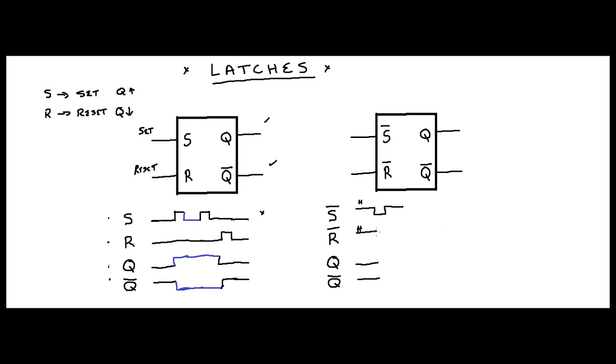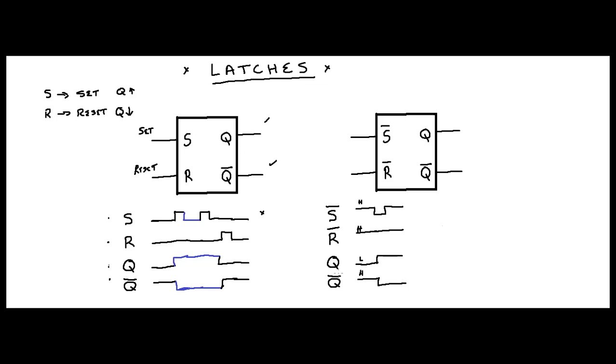And we're going to keep your R input high, right? So what's going to happen? Well, when you set it, this is low, okay, and this is high. So I'm just doing that to make sure this is clear. So when you set it, Q is going to go high, and Q bar is going to go low.